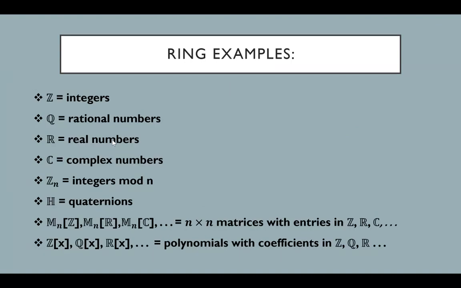Here are some examples of some common rings that we will encounter. Here we have the integers, the rational numbers, real numbers, complex numbers, modular numbers, quaternions, also square matrices that have entries in these sets, as well as polynomials with those coefficients. These are just a few examples that we'll see here in our discussion.